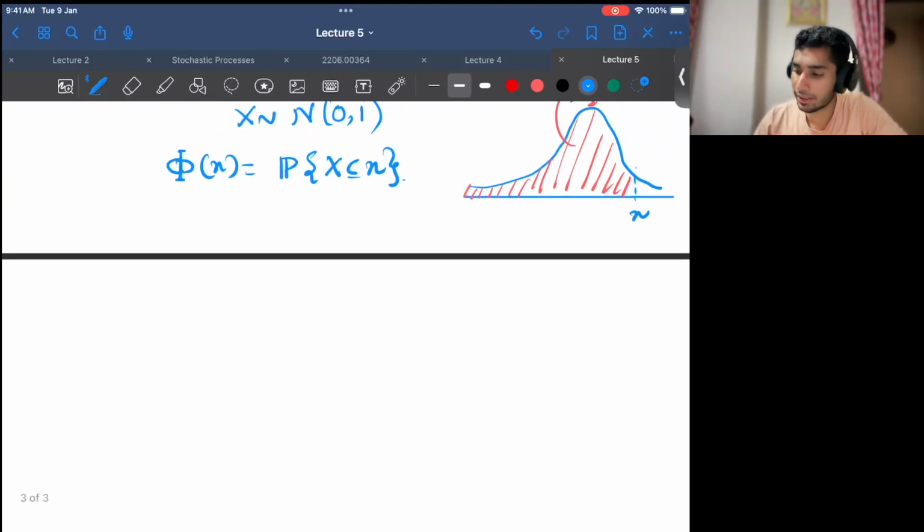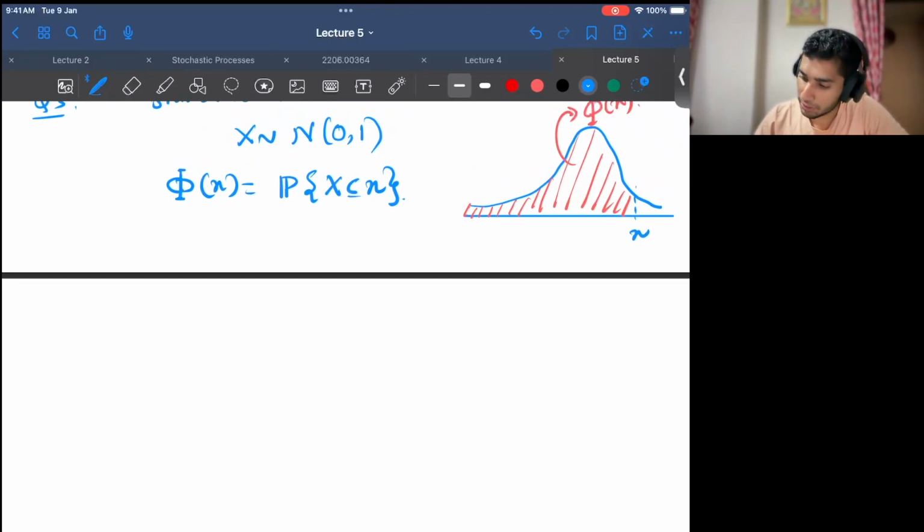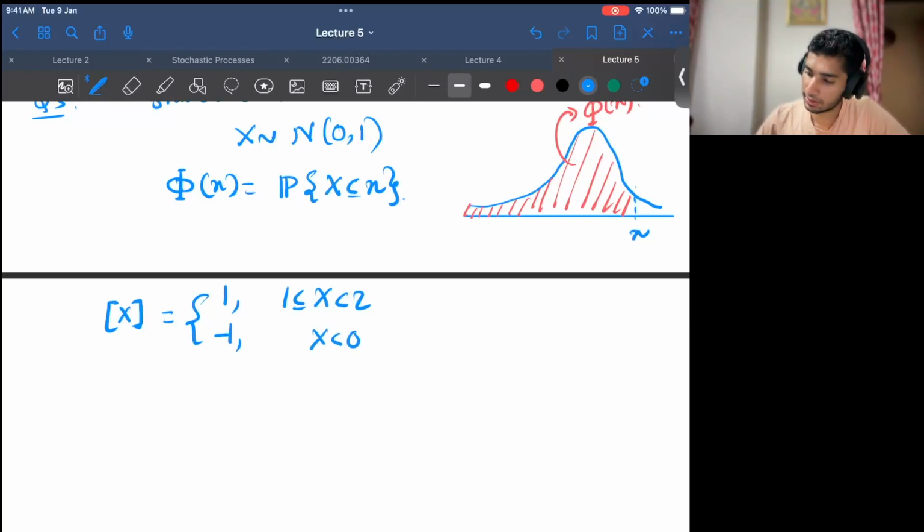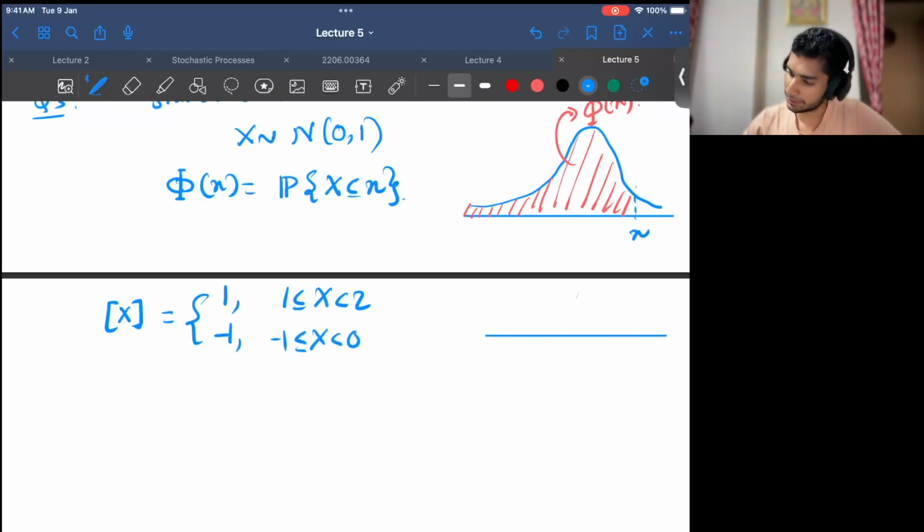X is a standard normal random variable, and you define this thing, box x. Box x is equal to 1 if x is between 1 and 2, and it is equal to minus 1 if x is greater than or equal to minus 1 and less than 0. So let's say this is your 0, this is your 1, this is your 2, this is your minus 1. And this is your box x function.